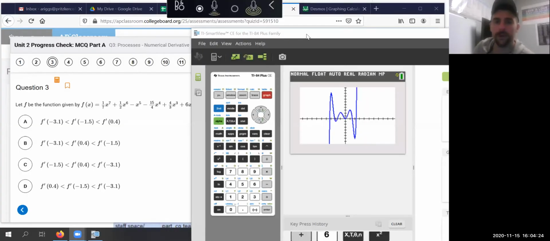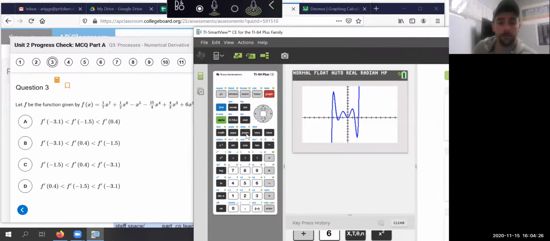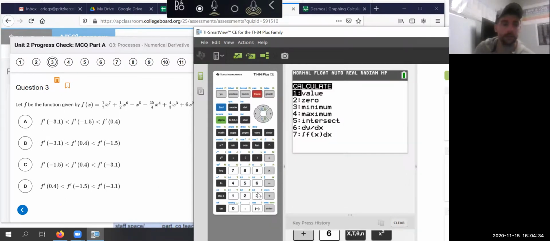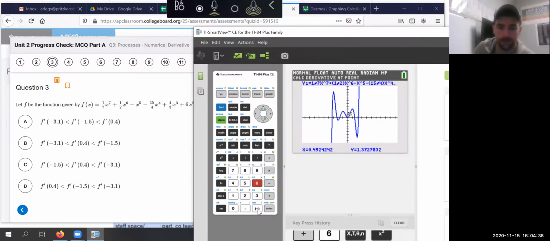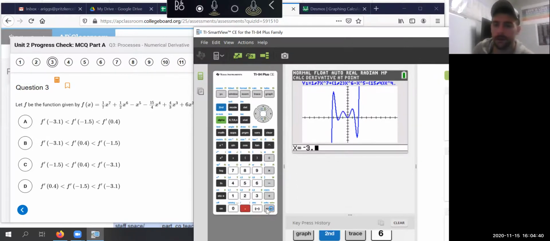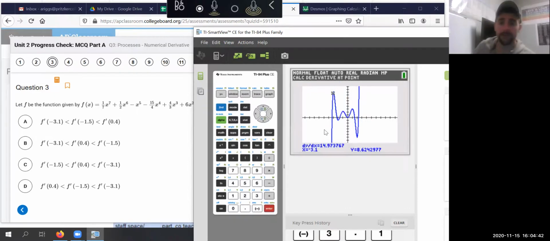It took a little while to go, but here's the graph of this function. So now if I want to figure out the slope at all those places, real simple. All I do is just hit second calculate. I can hit 6 for dy/dx, and then I just want to type in the x value in question. So I'll type in the most negative one to start, so negative 3.1. And it's saying that very steep positive slope, 14.97, at that point.